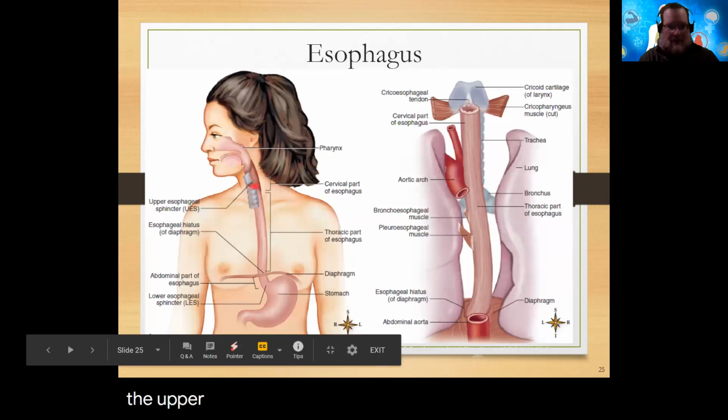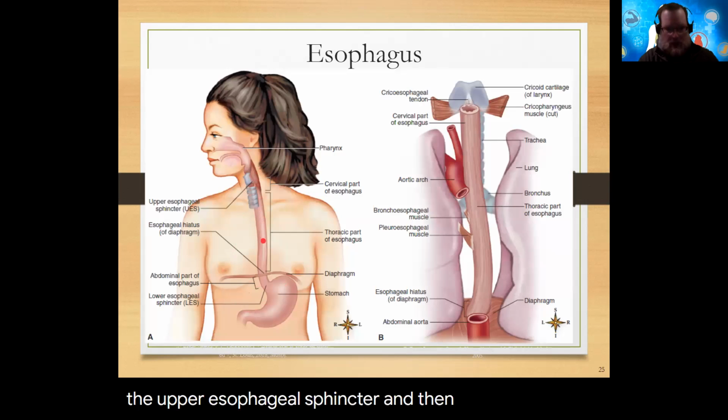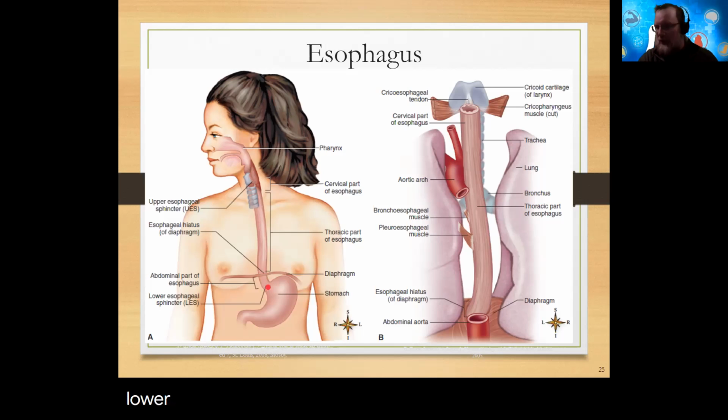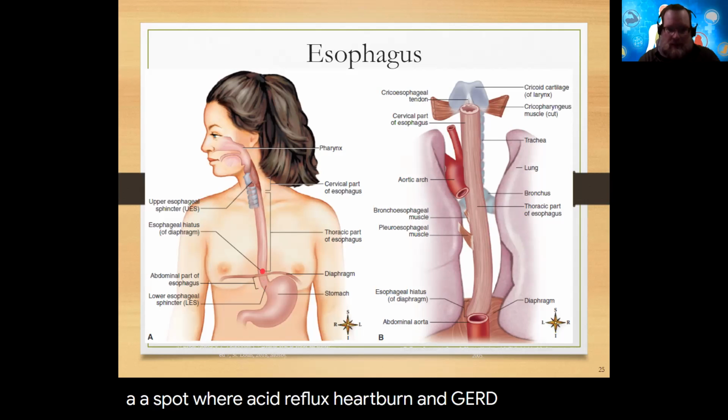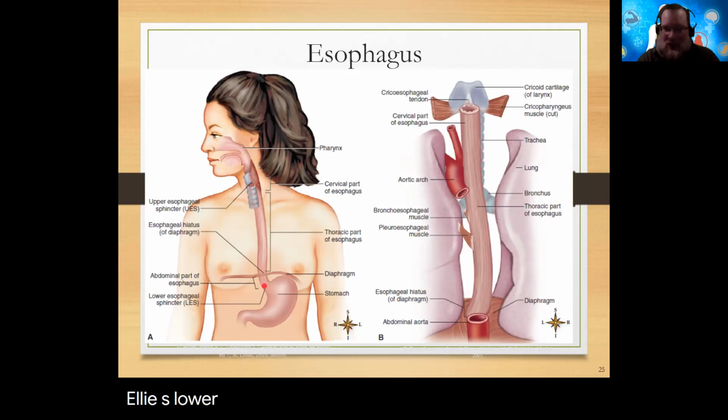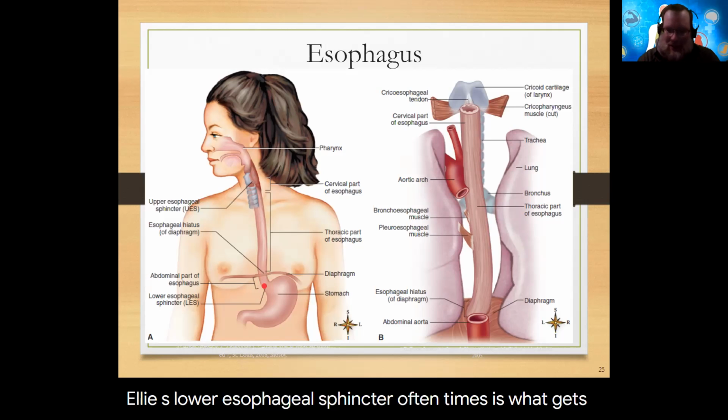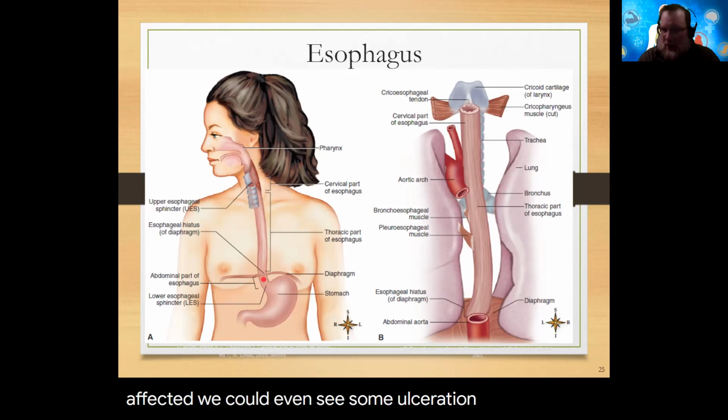So here's that upper esophageal sphincter. And then this would be the cervical region and then the thoracic region. And then we pass through the diaphragm. And then we have this short little abdominal region before we then get to that lower esophageal sphincter. And then the lower esophageal sphincter takes us into the stomach. This is a spot where acid reflux, heartburn, GERD, that's that LES, lower esophageal sphincter, oftentimes is what gets affected. We could even see some ulceration occurring on the esophagus wall or in the esophageal lining, as well as with that sphincter.